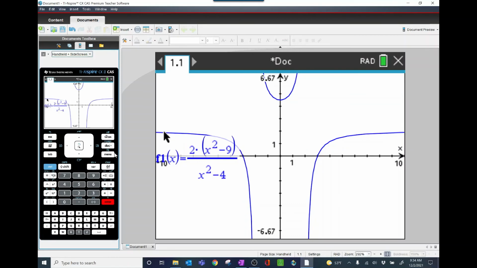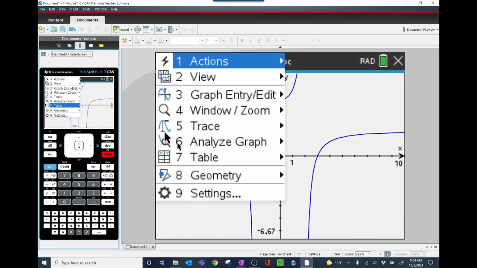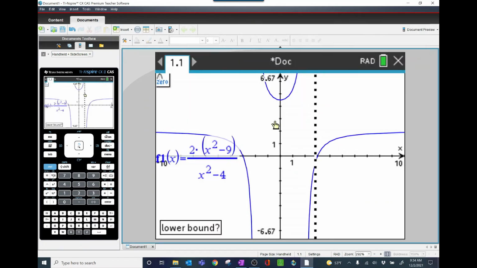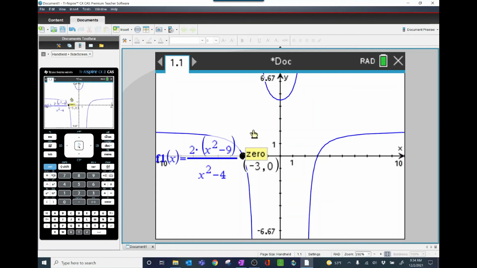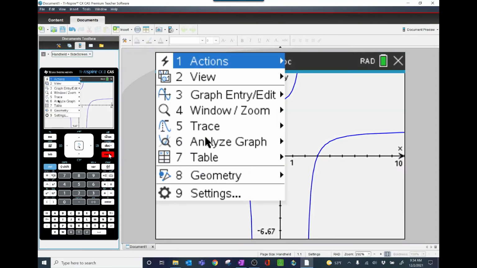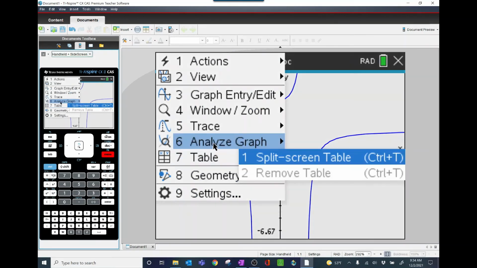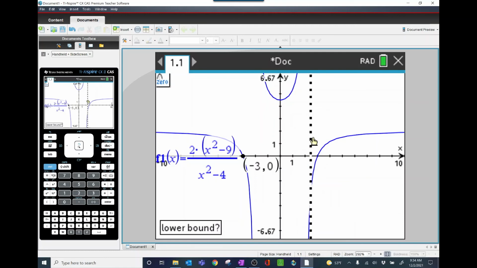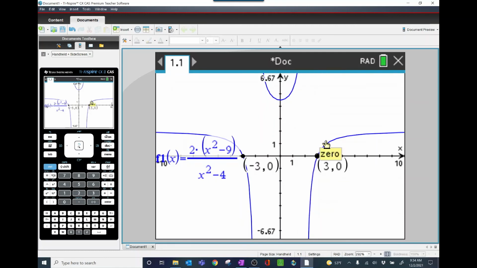So let's look at what this value would be. Let's do our menu, analyze graph. We're going to find our zeros. So let's do this 0 first. Okay, that 0 is at negative 3, 0. Let's find our other one. So this 0 is at 3, 0. Okay, so those are our 2 zeros.